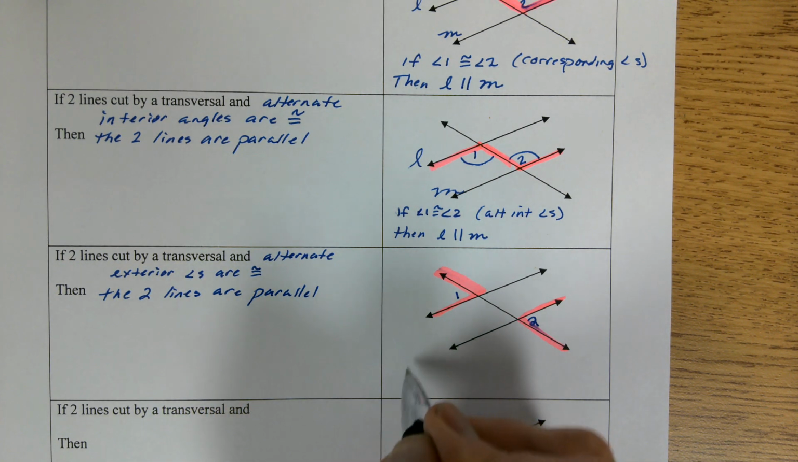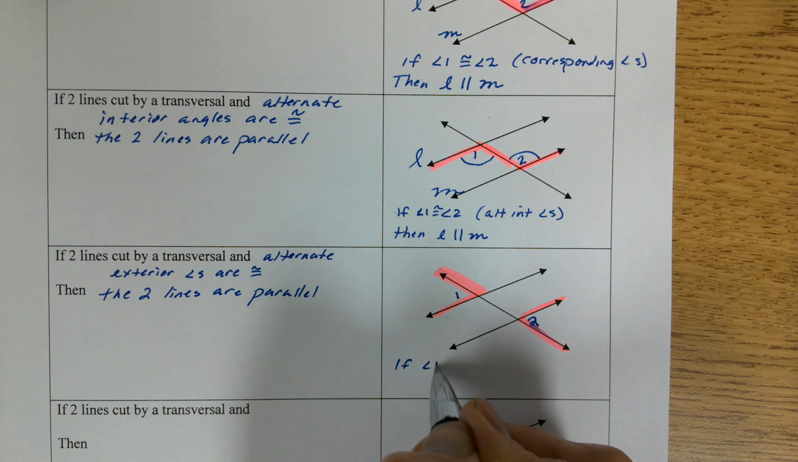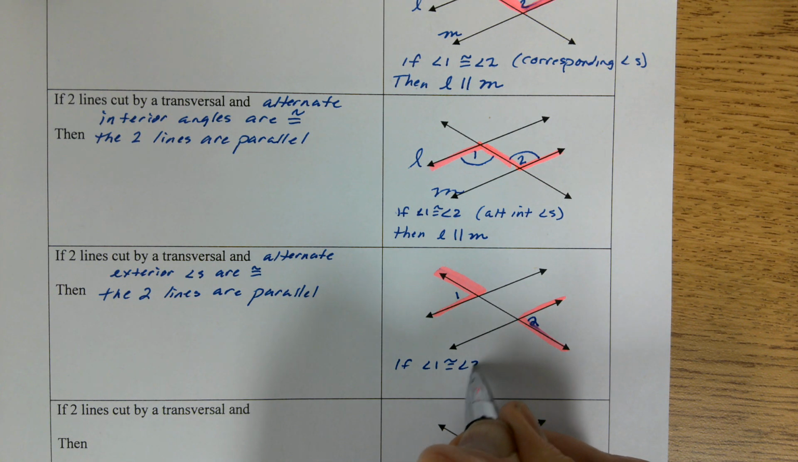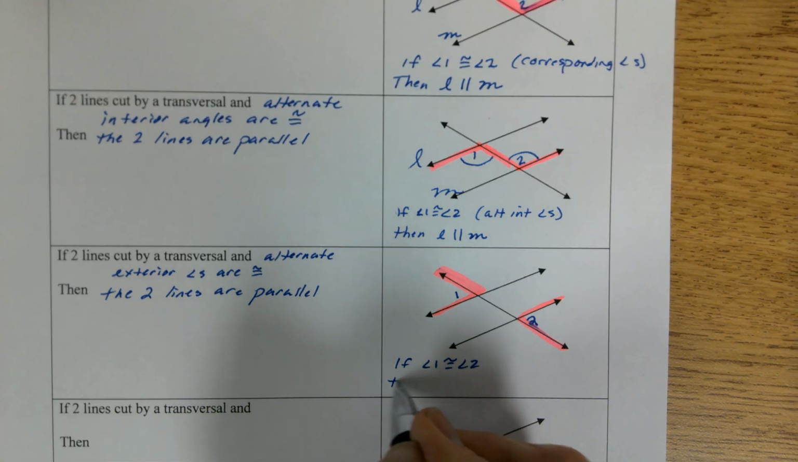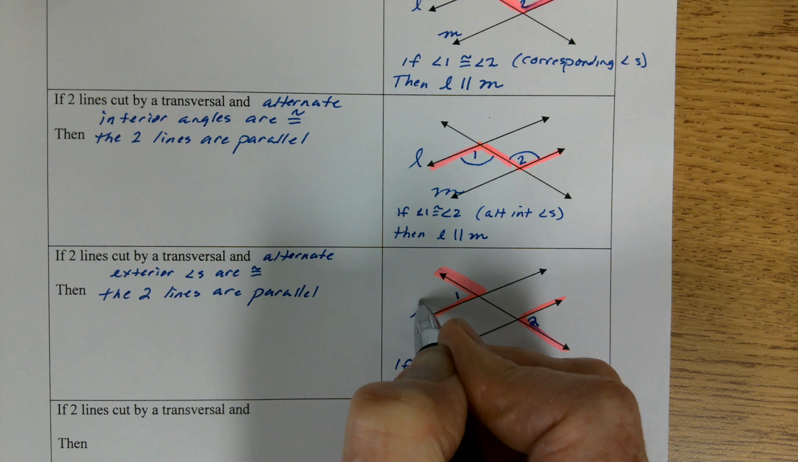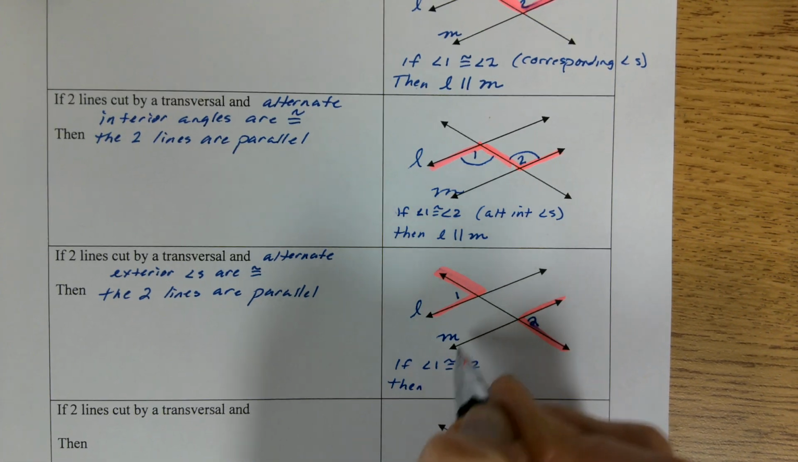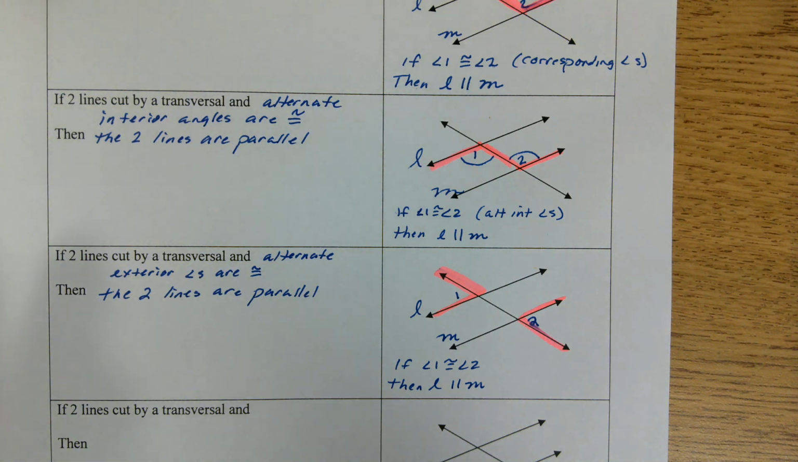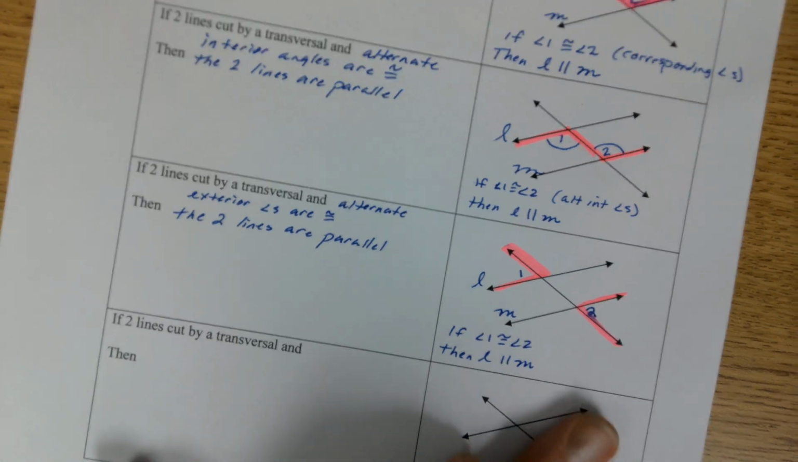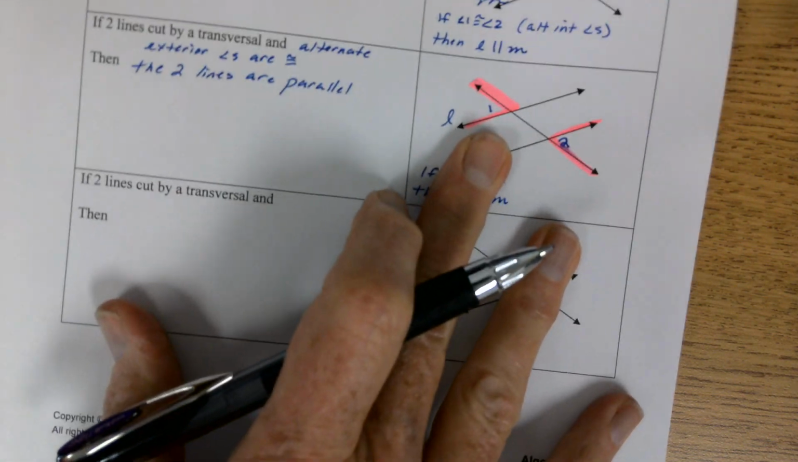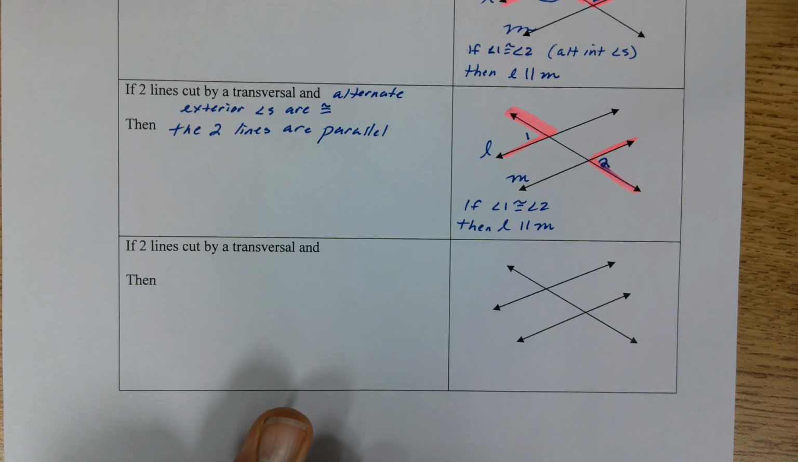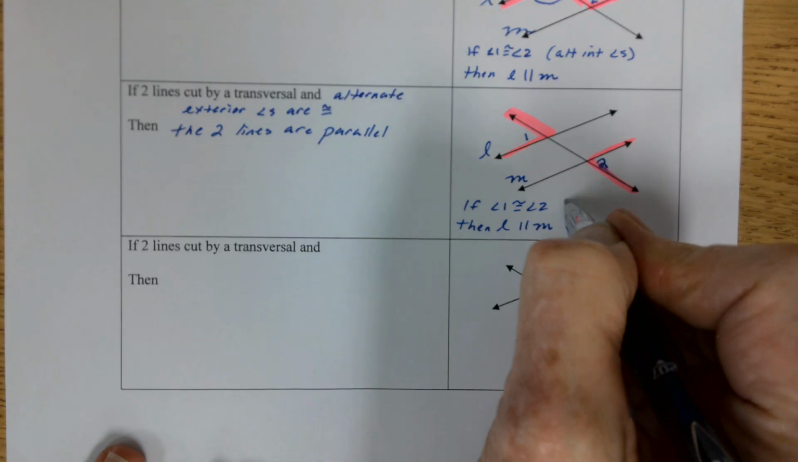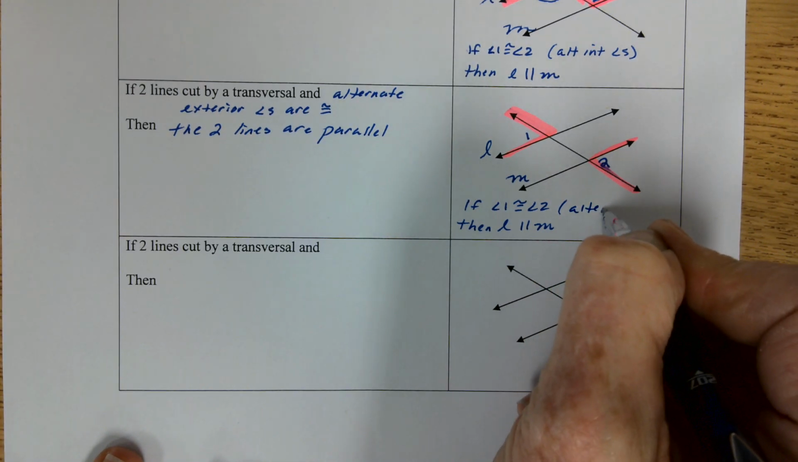Okay, so we're going to say the same thing. If angle 1 is congruent to angle 2, then line L is parallel to line M. And this time when we do this, hold on, I've got to move it up more. When I do this time, these are alternate exterior angles.